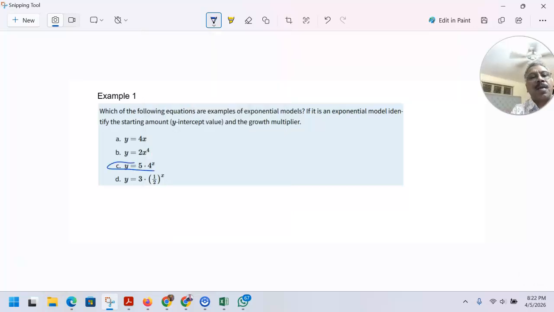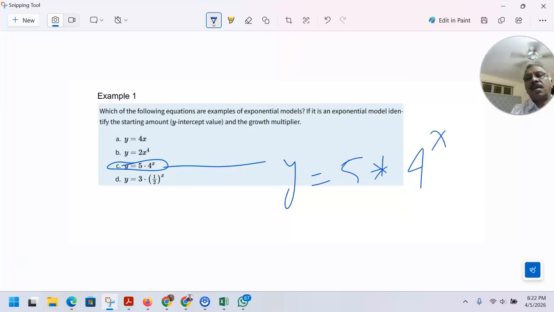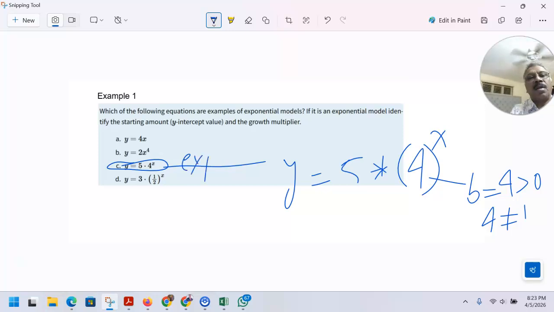Let's check the third one. Now, the third one is y is 5 raised to x. And clearly this is b. b is 4 and it is greater than 0. And 4 is not 1. So this is an exponential model.